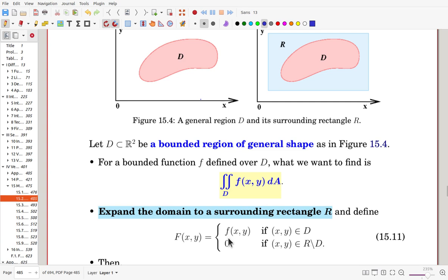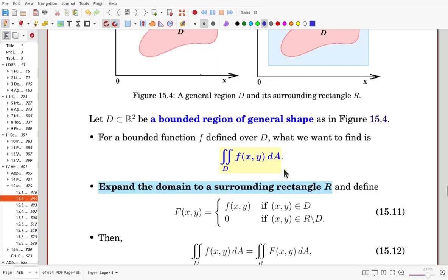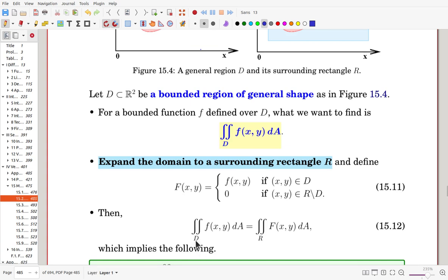whose value is the same as f of x y when x y is in D, otherwise the value is 0. So capital F is the same as f inside, and outside, the value is 0. And then we can easily see that the double integral over D of little f is the same as the double integral over R of capital F. But for this integral, we know its existence, and also we know how to get it.